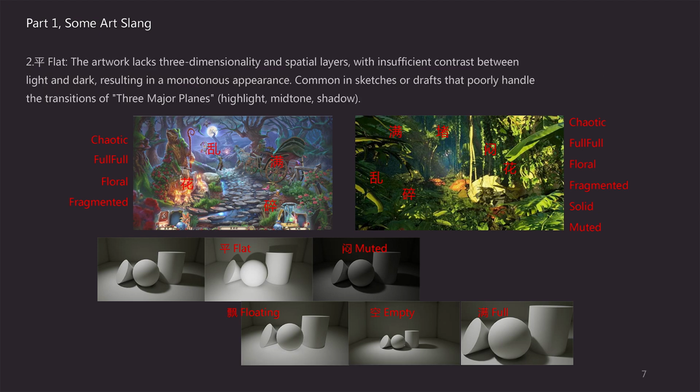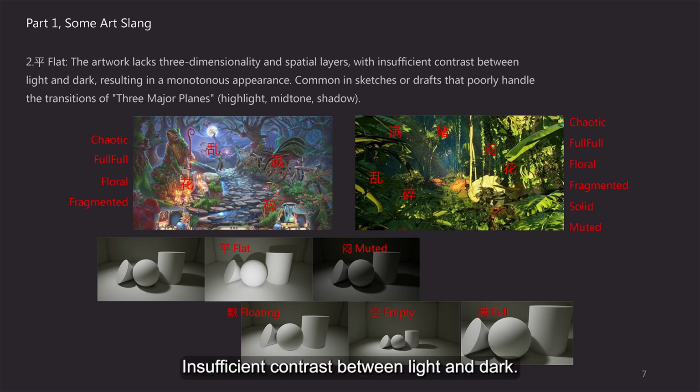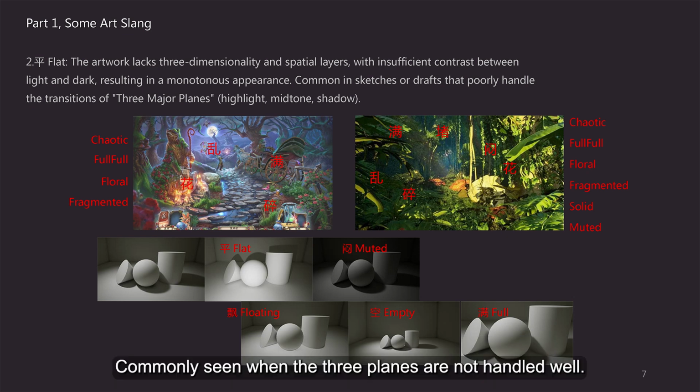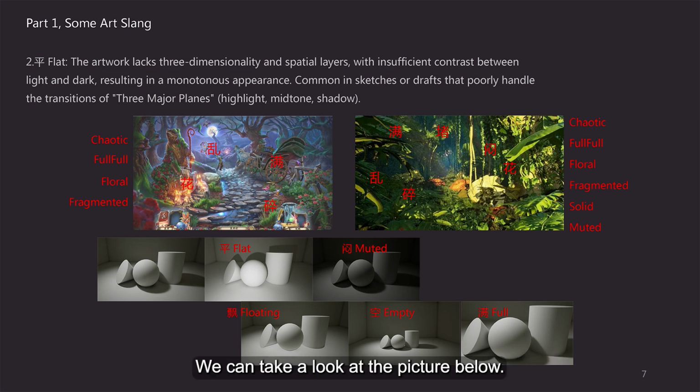And then comes flat. Flat means the picture lacks three-dimensionality and spatial layers, insufficient contrast between light and dark. The whole thing seems pretty monotonous, commonly seen when the three planes are not handled well. That is the transition of the three planes of black, white, and gray. We can take a look at the picture below. Normally this has a three-dimensional relationship, then flat. That means the light and shadow are relatively flat. That is lacking contrast, lacking three-dimensionality.